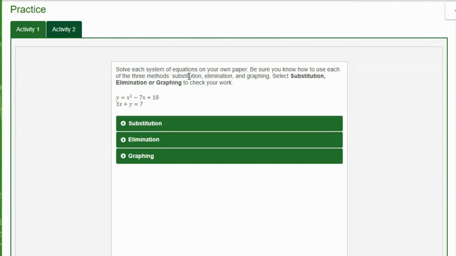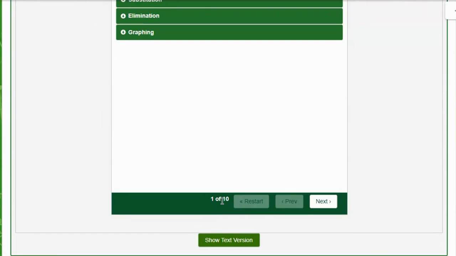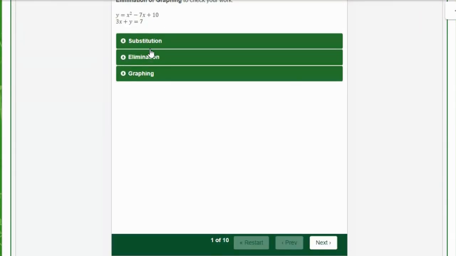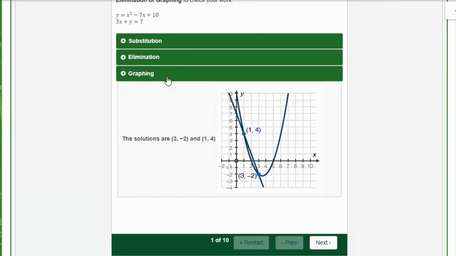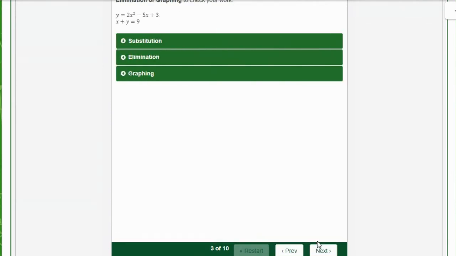Great. Most of the time, sometimes it may be a really nasty problem by substitution. It might be easier to eliminate sometimes. That's why it's good to know that. But generally, all three of them will get you the same answers. So, look, there's 10 problems here too. Once you get this first one, it shows you how to do it either way. So however you try it, you can look and see what they did. Then there's another problem, and another problem, and another problem.